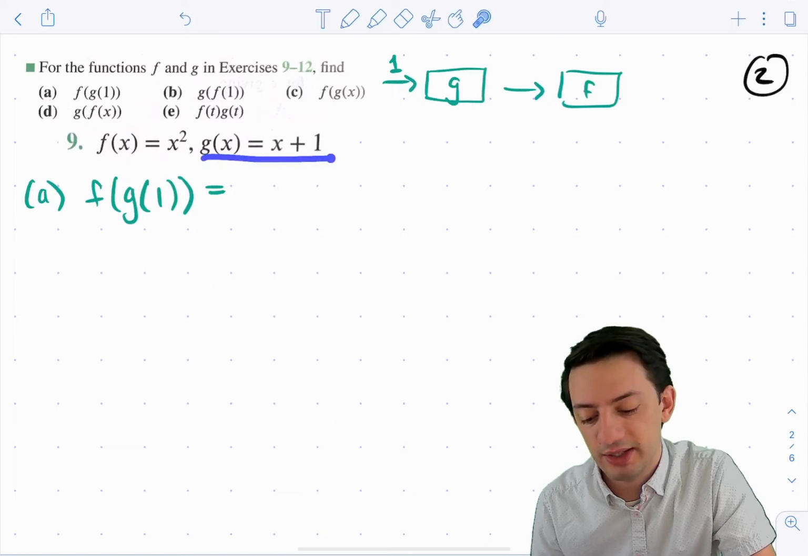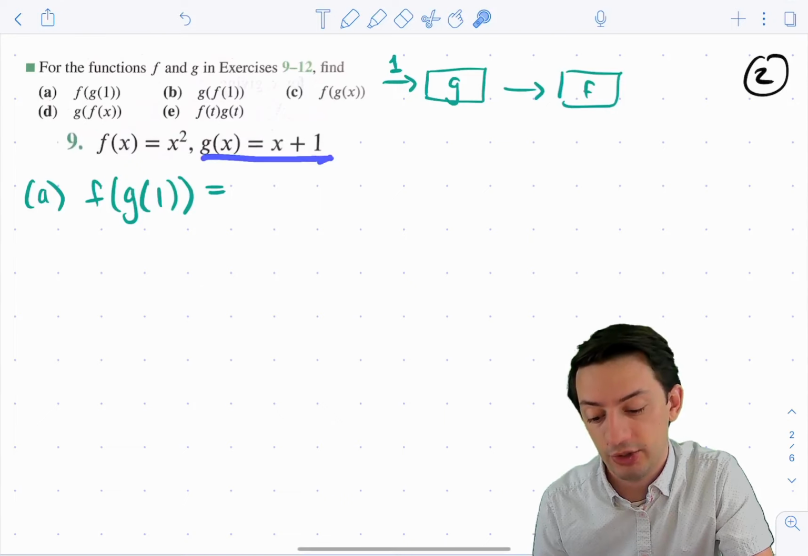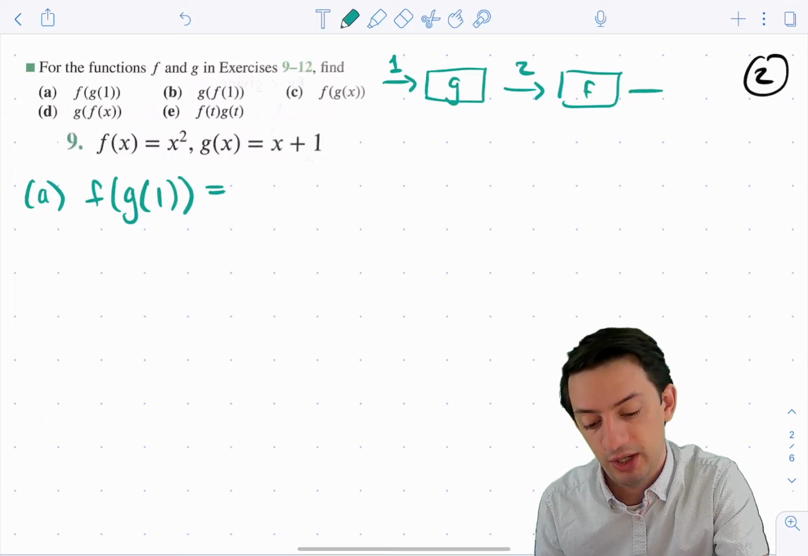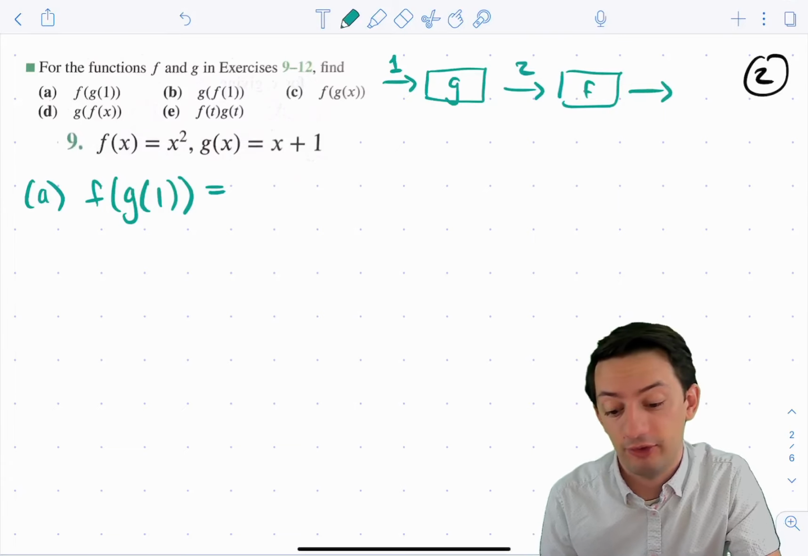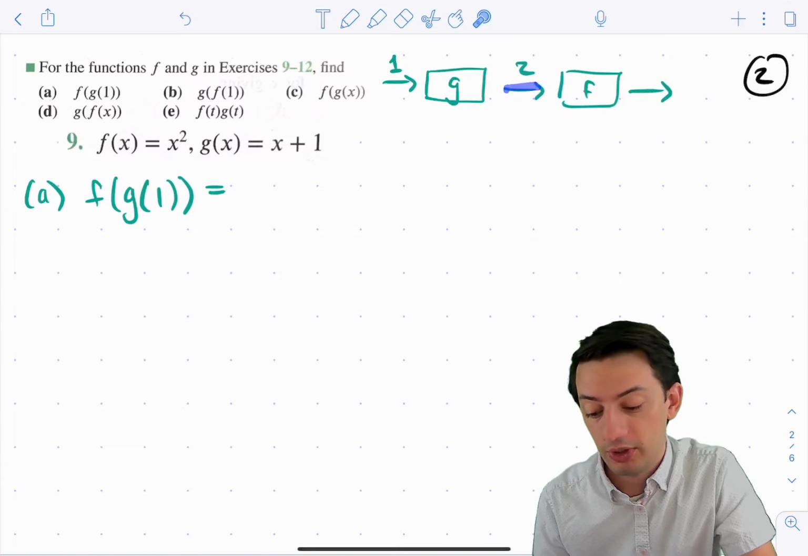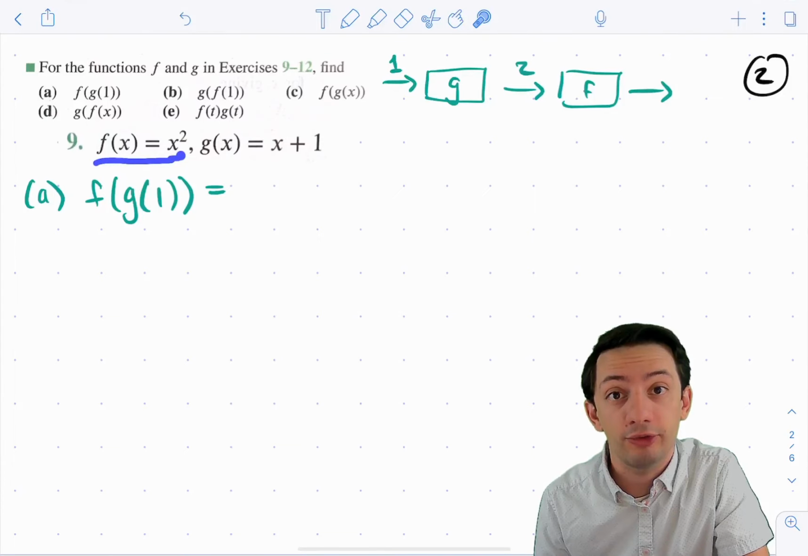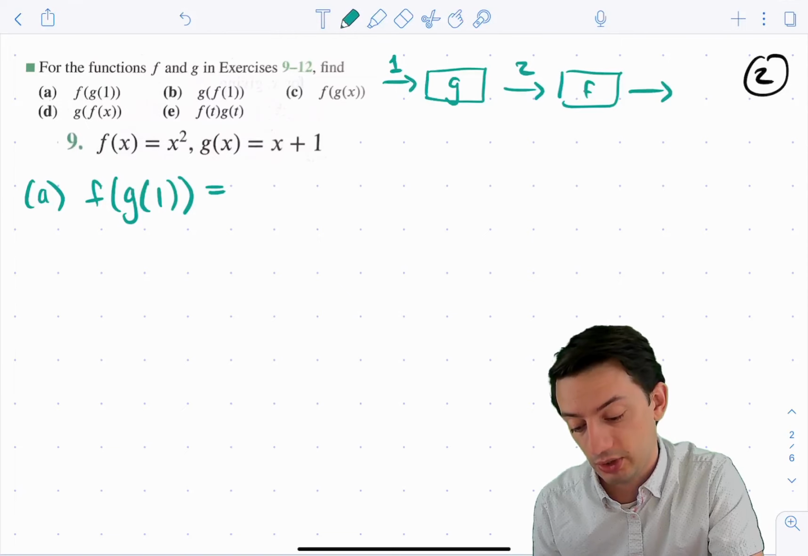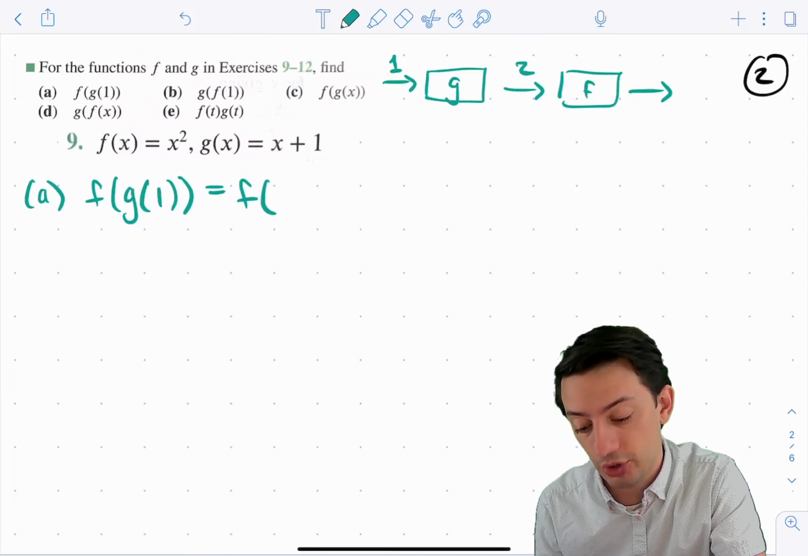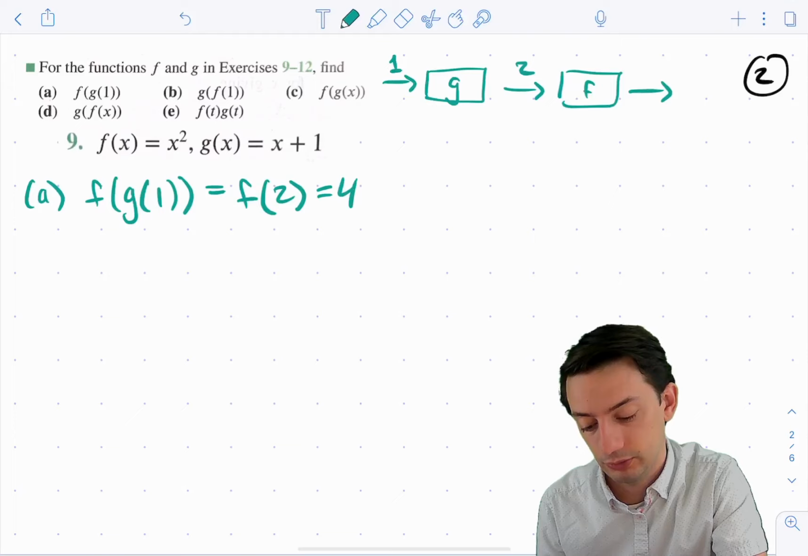If we feed in 1 to g, what's our output? Well, g of x is x plus 1, so if we feed in 1, we get 2. Then we take that output and feed it into f. If you plug in 2 to f, what do you get? f of x is x squared, so we square 2 and we get 4. So let's write this as f of 2, which is 4.